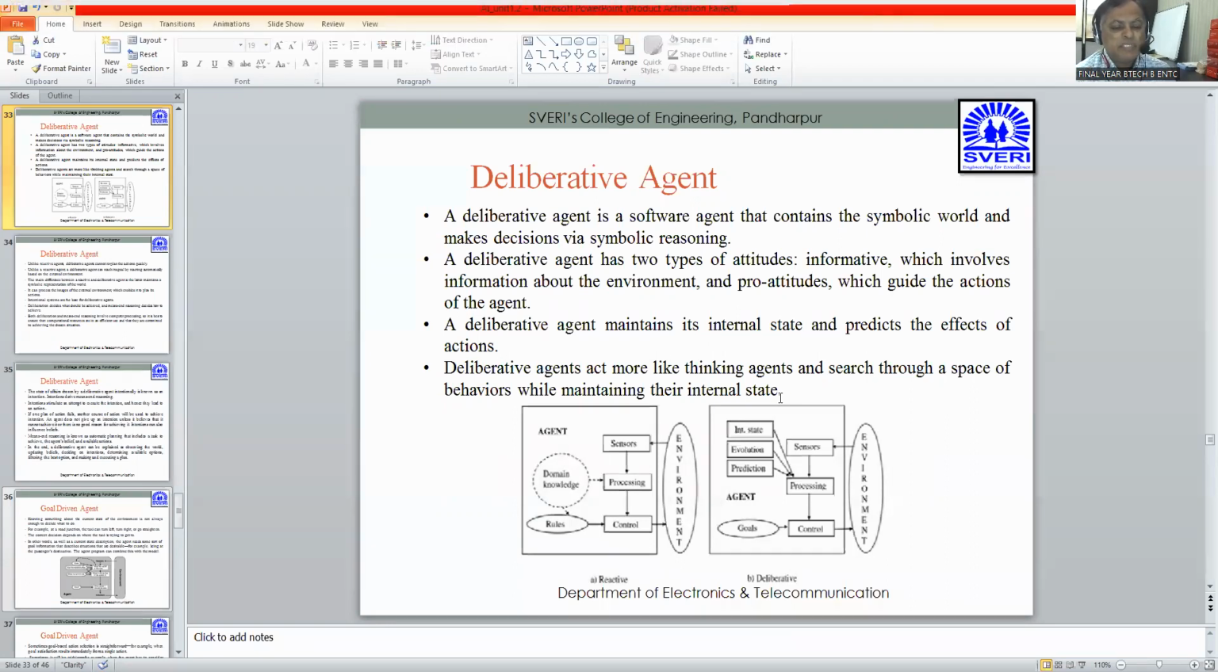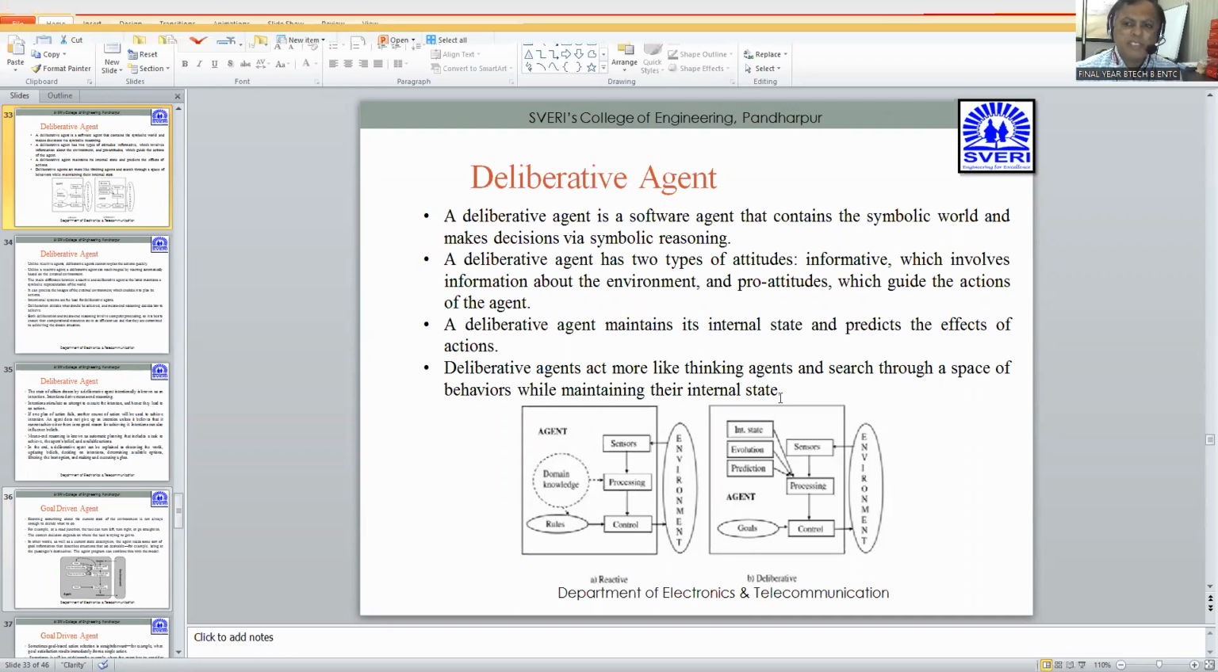So it has processing with domain knowledge, but also processing with internal state, evolution, and prediction. It will have rules and it will have goals. The rest of the things are the same. Both of them have sensors, processors, and control systems, that is, sensors and actuators, and in between there will be processing. I feel that you are understanding the things. They are very simple, no complications.